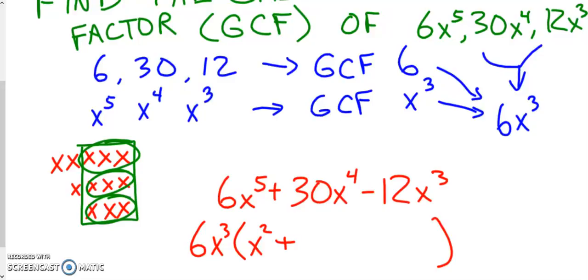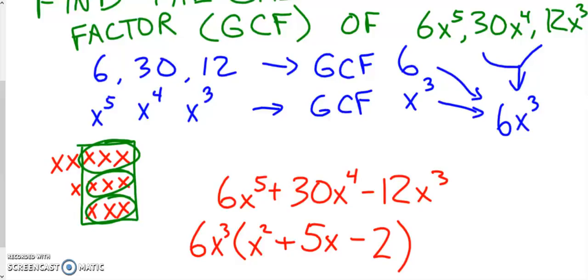Then it would be plus 6 goes into 30 five times. And then if I take x cubed out of x to the 4th, I would have 1 x left. So that'd be 5x. And then minus 6 goes into 12 twice. And if I take x cubed out of x cubed, I'm taking all 3 x's out, so that one wouldn't be there. But anyway, this would be the factored form of the expression I gave you.